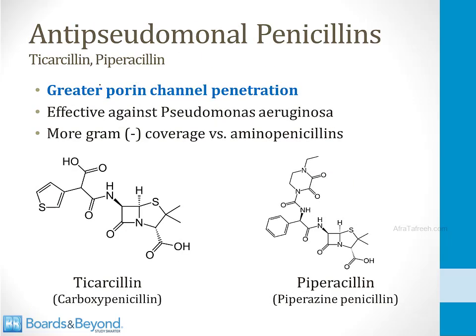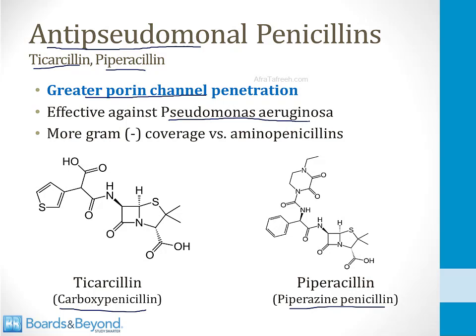Our final class of penicillin drugs are the anti-pseudomonal penicillins. Drugs in this class include ticarcillin and piperacillin. Ticarcillin is technically a carboxypenicillin. This is its structure on the bottom left of the screen. And piperacillin is in a group of drugs called piperazine penicillins. The advantage of both of these drugs over the aminopenicillins is that they display even greater porin channel penetration compared to the aminopenicillins. This makes them effective against Pseudomonas aeruginosa, which is a difficult bacteria to treat and one that is usually resistant to the aminopenicillins.